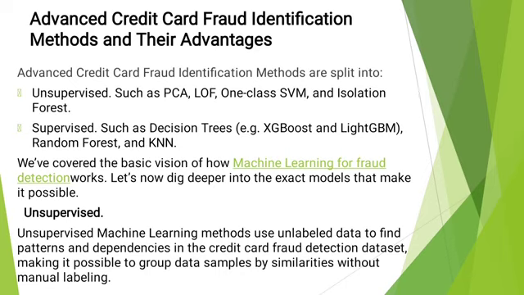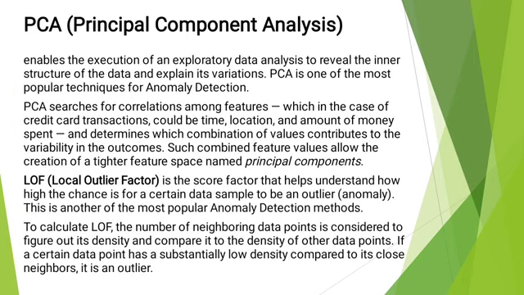We have covered the basic vision of how machine learning for fraud detection works. Let's now dig deeper into the exact models that make it possible. Unsupervised machine learning methods use unlabeled data to find patterns and dependencies in the credit card fraud detection dataset, making it possible to group data samples by similarities without manual labeling. PCA, Principal Component Analysis, enables the execution of an exploratory data analysis to reveal the inner structure of the data and explain its variations.